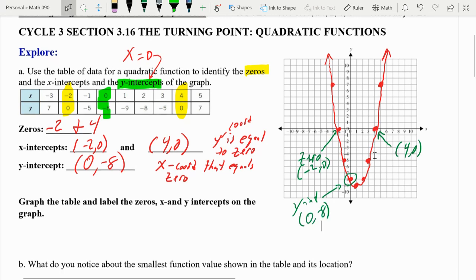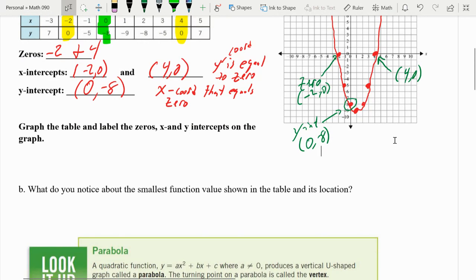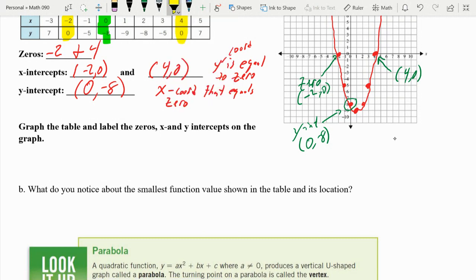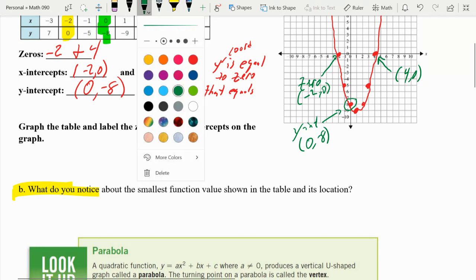All right? So now, what do you notice? So part B. I'm looking at part B here. What do you notice about the smallest function value? That smallest function value.